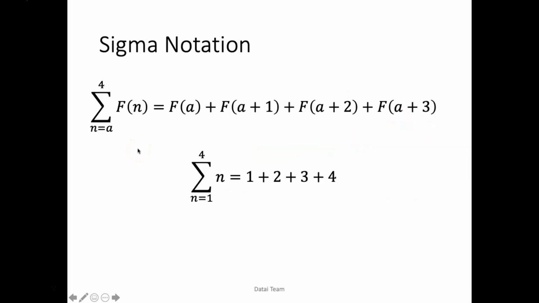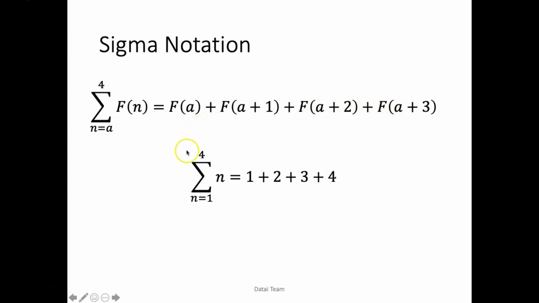Sigma notation is used to add multiple values. This value 4 shows how many values we are adding. This n is equal to a. This gives us the first value of a, and this is what we are adding, f of n. So if we have n is equal to a here, this is the value for the first index, so we add f of a, then a plus 1, a plus 2, a plus 3.